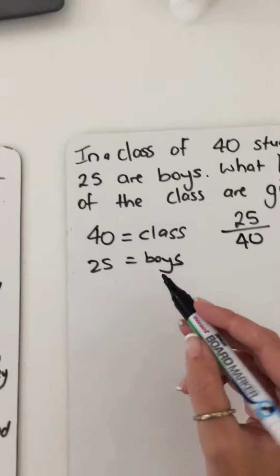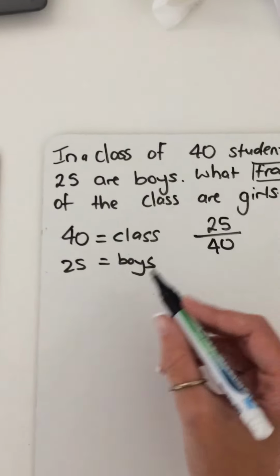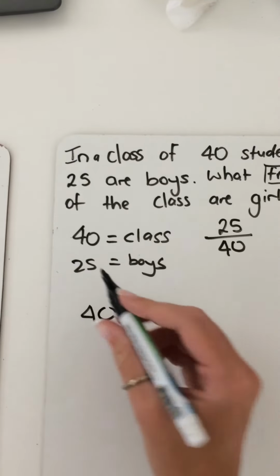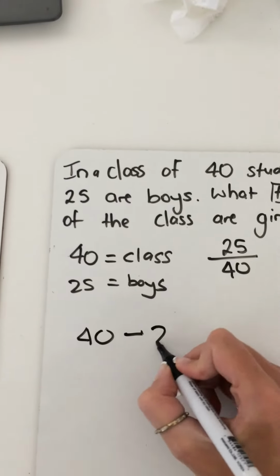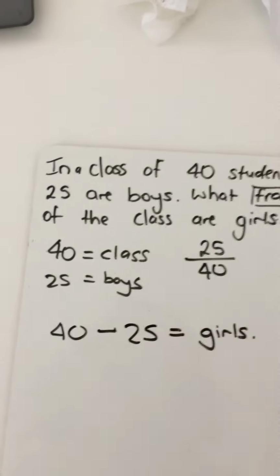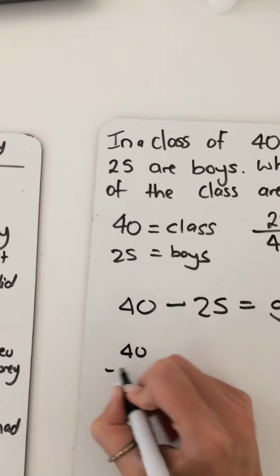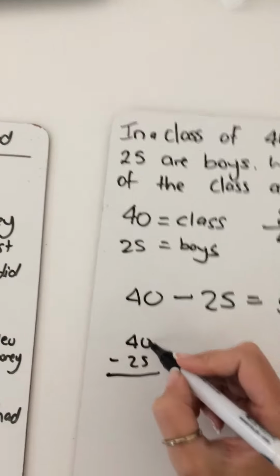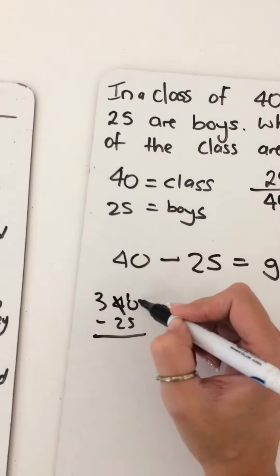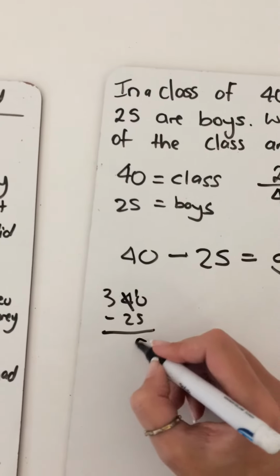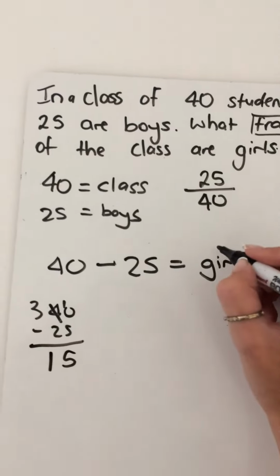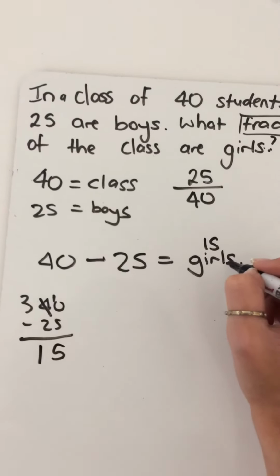If I want to find out how many girls there are, I have to say the total number of scholars in the class, which is 40, minus the number of boys, is going to give me the number of girls in the class. So we can do 40 minus 25. 0 minus 5 I can't do, so I need to borrow next door. That becomes 10. 10 minus 5 is 5. 3 minus 2 is 1, which means there are 15 girls in the class.